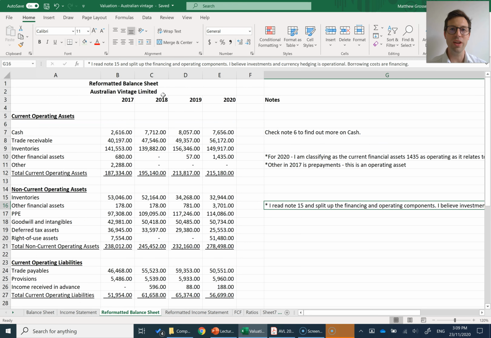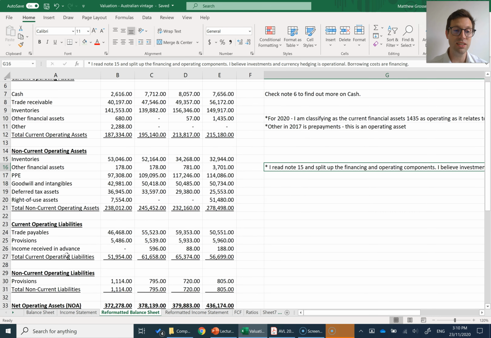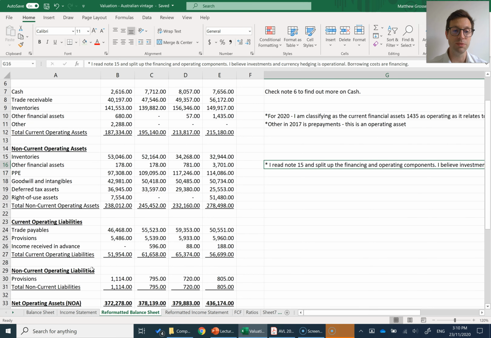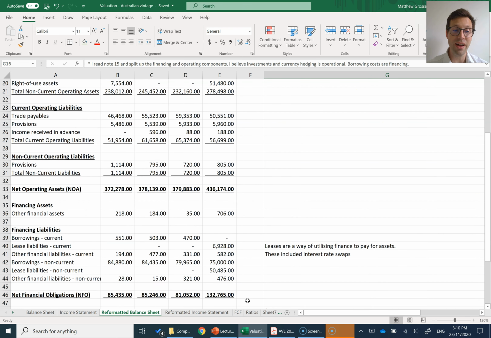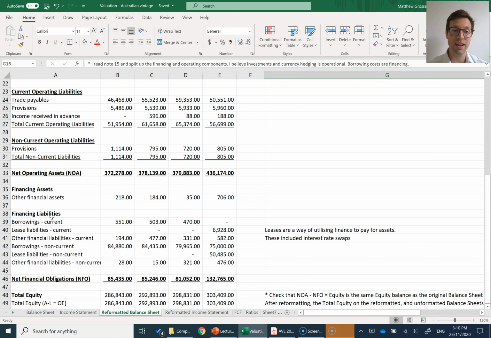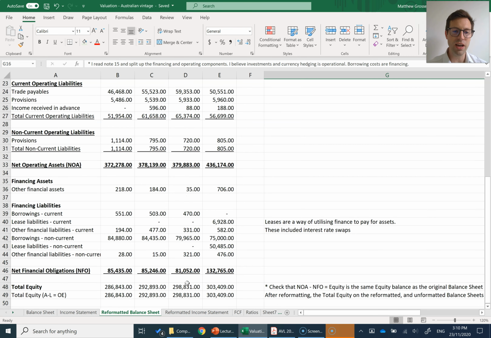So first of all, I want you to look at the headings on the reformatted balance sheet. I've got current operating assets and non-current operating assets. Then underneath that, I've got current operating liabilities and non-current operating liabilities. I then calculate a subheading, net operating assets. Underneath that, I have financing assets and financing liabilities, and I calculate a subheading, net financial obligations. And then I check everything works. Total equity is going to be equal to my net operating assets minus net financial obligations. And I check that the equity is the same as in the balance sheet before I reformatted.